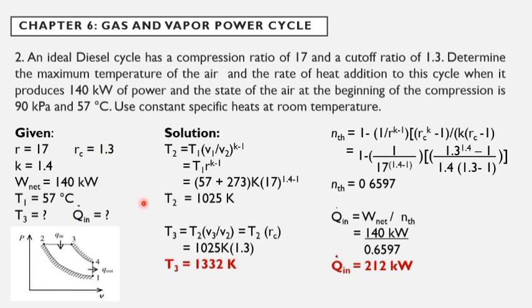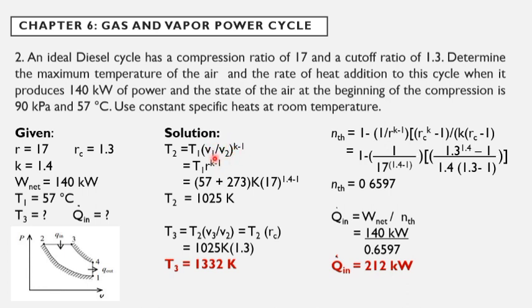So before we proceed in solving the maximum temperature, we will need to solve first the temperature 2 using this equation. So temperature 2 is equal to temperature 1 times the quantity of volume 1 over volume 2 raised to the power of k minus 1.